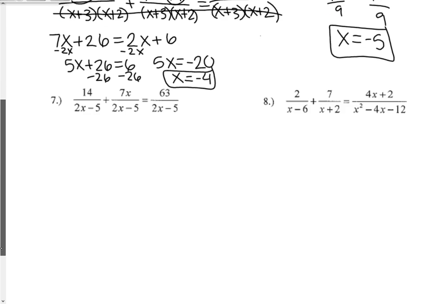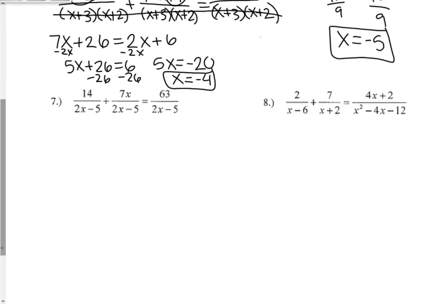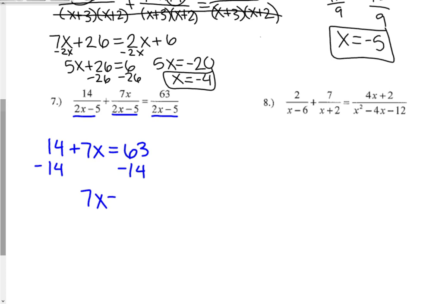Okay, number 7. Number 7 is nice and easy again. I'm noticing that my 3 denominators are already the same. So I'm going to go ahead and just write down my numerators. So 14 plus 7x equals 63. Subtract 14 from both sides, and I have 7x equals 49. Divide by 7, and x equals 7. Checking my denominators, none of them are going to be equal to 0, so we don't have any problems there.